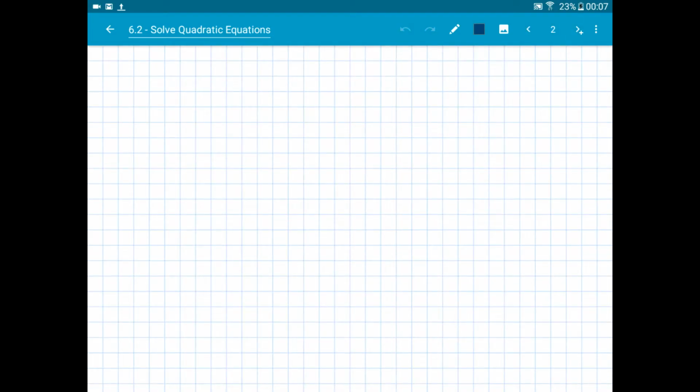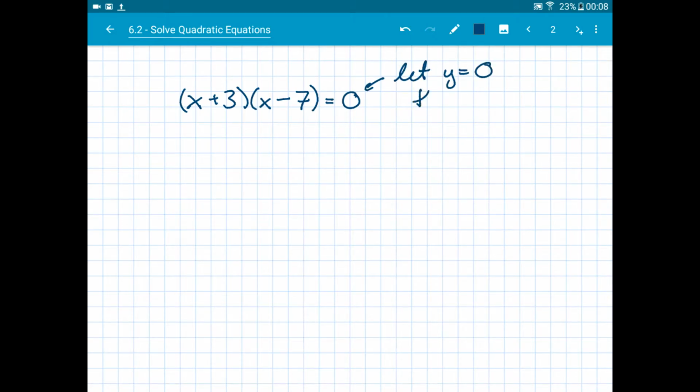Okay, so let's look at something a little bit more complicated now. What if we have a quadratic relationship written in factored form? So we have x plus 3 times x minus 7. And we're going to nail down this quadratic relation right at 0. So we're looking at where the y value is 0. Or, likewise, if we let y equals 0, then the solutions will be x-intercepts.